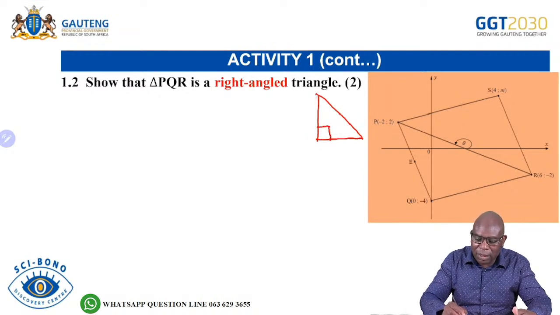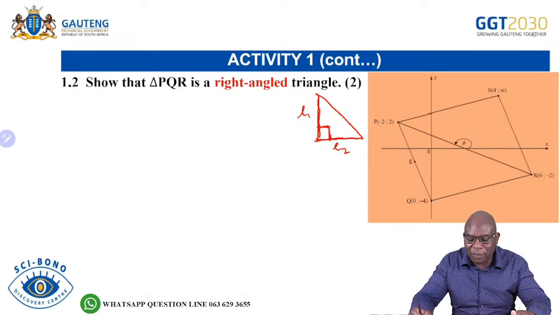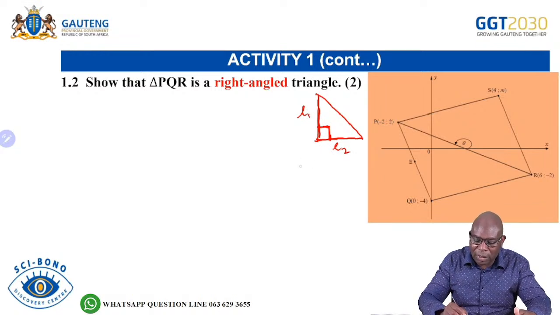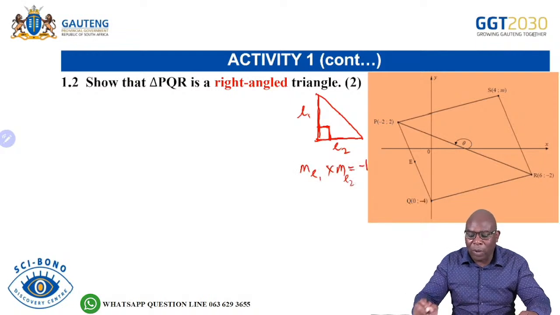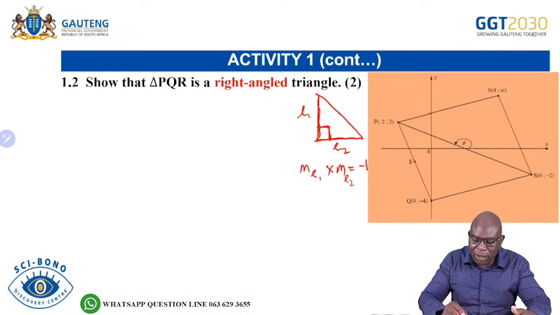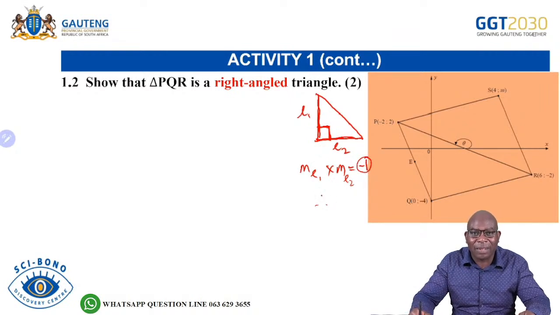So now you can see that this line here and that line here, they are perpendicular. So if they're perpendicular, their gradients, when we multiply the gradients of line 1 and line 2, those two gradients must give us -1. So in other words, the gradient of line 1 times the gradient of line 2 must give us -1. So once I can prove that, I can then say, therefore, this triangle is a right angle triangle. Can you see? So you can see that we don't mark the last part.